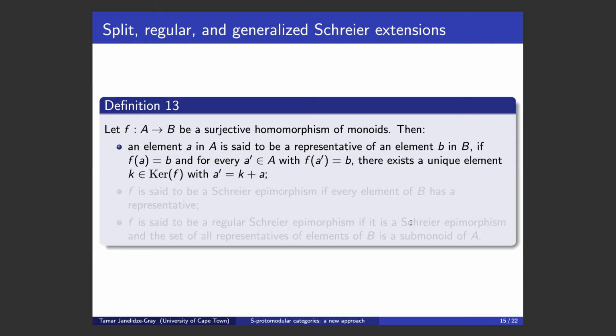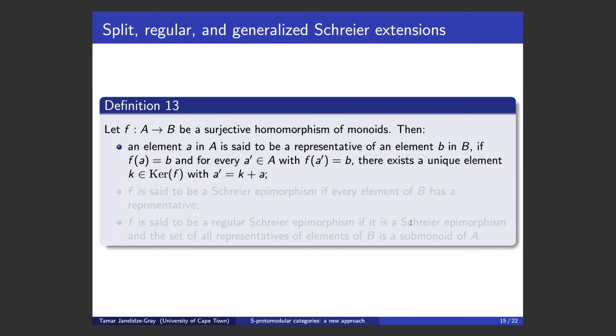and then if we take every other element A prime in A, such that it also goes into B, so such that F(A prime) equals B, then there should exist a unique element K in the kernel of F such that A prime equals K plus A. So this is a representative of an element B in B.